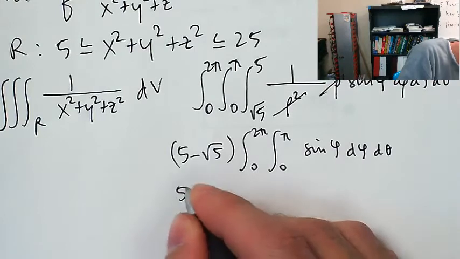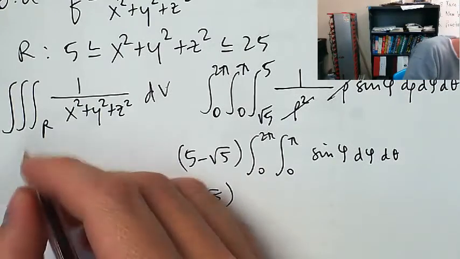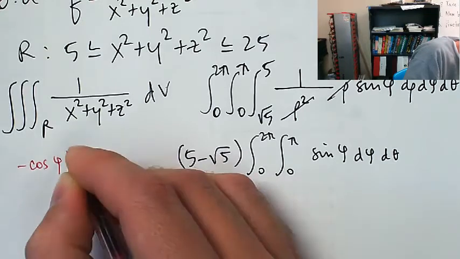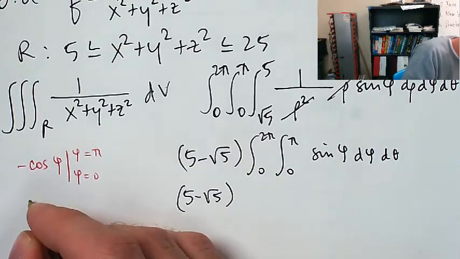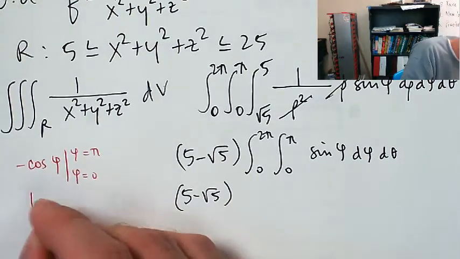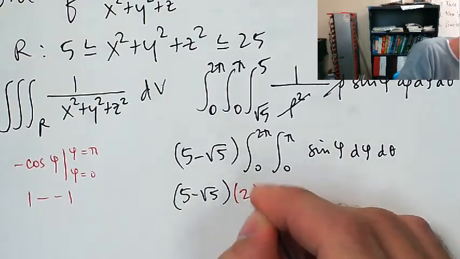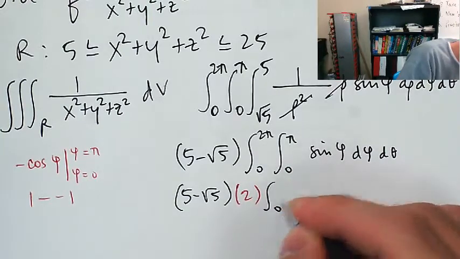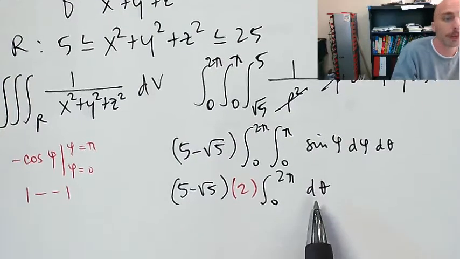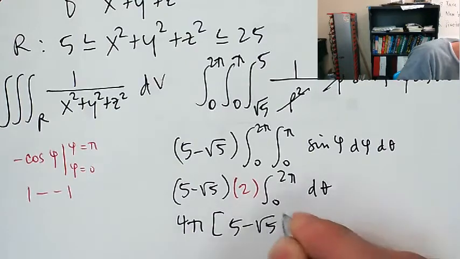I'm going to get negative cosine. Maybe I'll do this work off to the side in red or something. So we get negative cosine phi as phi runs from 0 up to pi. Negative cosine of pi would be negative 1, so it would be 1 minus negative cosine of 0, which is negative 1, so it ends up being 2. So multiplied by 2 times the integral from 0 to 2 pi of d theta. That's going to add in another factor of 2 pi. And so I'm going to have 4 pi multiplied by 5 minus the square root of 5.